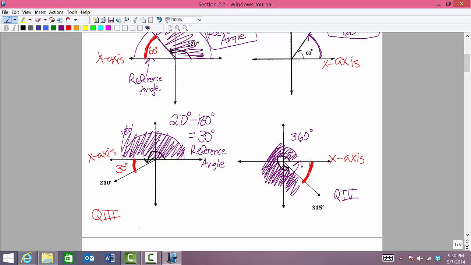Well, if I take off everything except for my reference angle here in red, that's actually subtracting off 315 degrees. So we get 45 degrees left over. So right here, this leftover portion in red is 45 degrees. And this would be called our reference angle. We always want to graph our reference angle first.